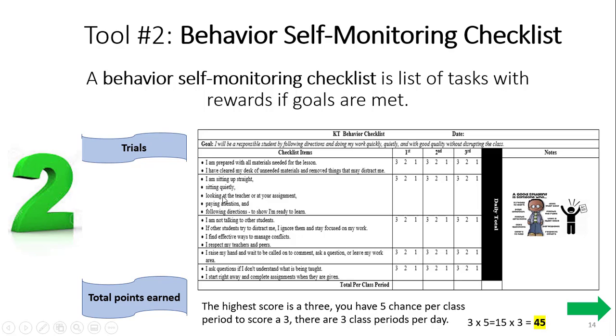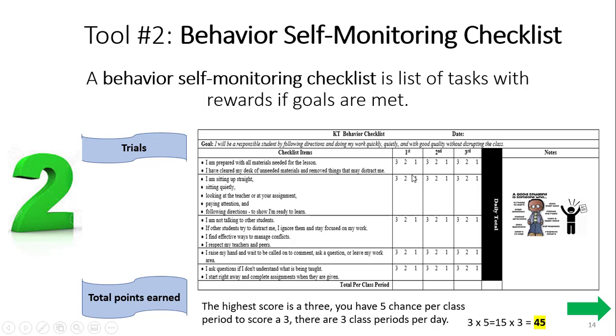I'm sitting up straight, sitting quietly, looking at the teacher or at my assignment, paying attention, following directions to show that I'm ready to learn. I'm not talking to other students. If other students just try to distract me, I will ignore them and stay focused on my work. I find an effective way to manage conflicts, and I respect my teachers and peers. I raise my hand to be called on, or comment, or ask a question, or to leave my work area. I ask questions if I don't understand what's being taught. I can also start work right away and complete the assignments when they're given.